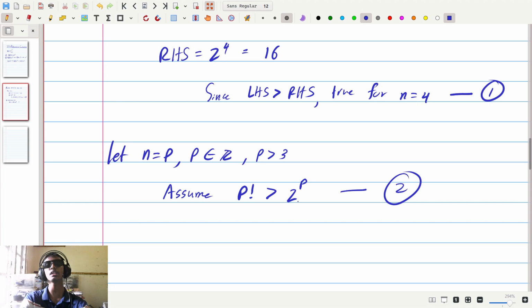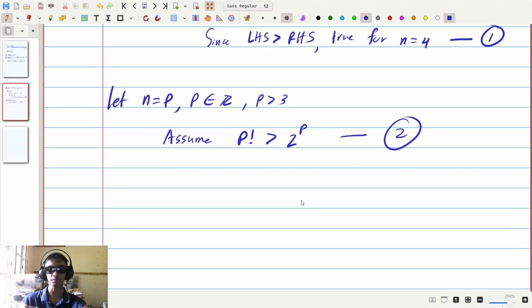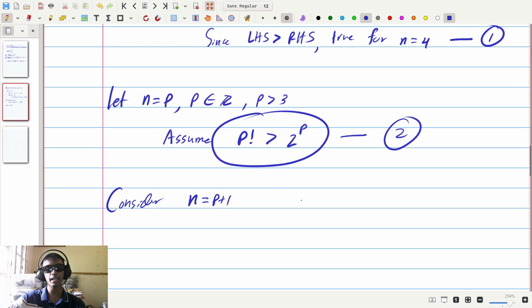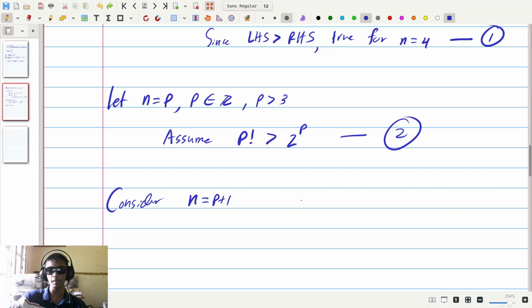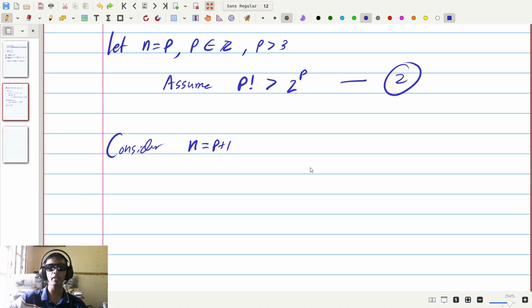Given this, we're going to see if it's going to be true for the next value, which is going to be n equals p plus 1. So what we're going to do is consider n equals p plus 1 and see if, given that it's true for n equals p, it's also going to be true for n equals p plus 1. So for n equals p plus 1, the left hand side that we need to figure out is going to be n factorial, which is going to be p plus 1 factorial. As for the right hand side that we need to figure out, the right hand side is going to be 2 to the power of p plus 1.